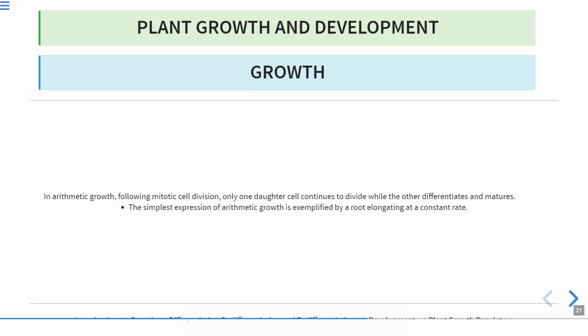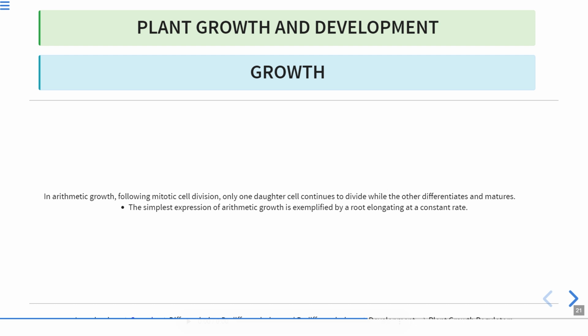Now, in arithmetic growth, following mitotic cell division, only one daughter cell continues to divide while the other differentiates and matures. This is what you see in arithmetic growth, occurring in mitotic cell division. The other cells just differentiate and mature, but the division takes place in just one particular daughter cell, and that continues to divide and redivide.